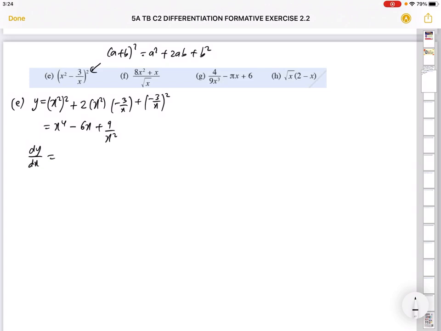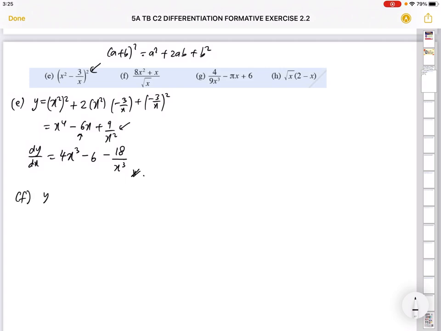So what I've done is I've just expanded and rewritten in the basic general form, y equals kx, y equals ax^n, and y equals a over x power n. So when you differentiate x power 4, you get 4x cubed, right? This is ax^n. The negative 6x is a linear form, so when you differentiate negative 6x, you get negative 6. And when I differentiate 9 over x squared, you put a negative in front. 9 times 2 is 18. Copy x, increase the power by 1, 3. Alright, so that is part E.